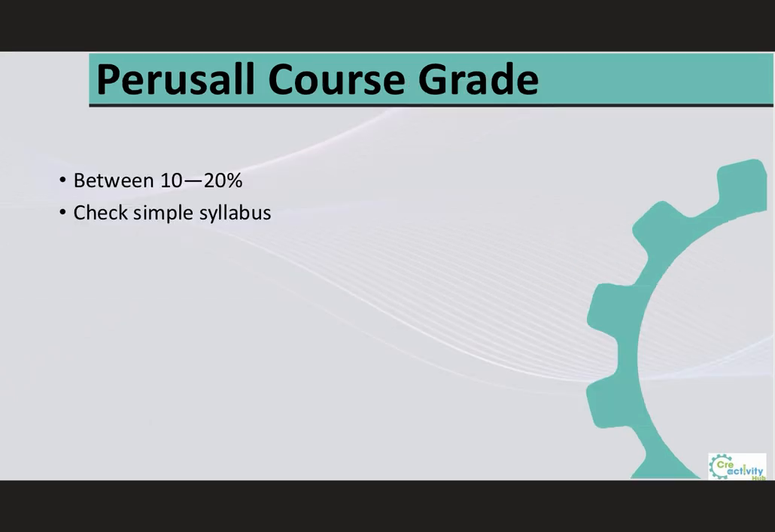With regards to percent points, it's between 10 and 20%. Make sure to check the simple syllabus for this. Usually it's 10%, just because I don't know why students don't like participating in the Perusalls. They forget, they don't take note, they leave it for last minute, and then they miss out. And because I can't reopen it, this affects their grade badly, but it's an easy point on your grade if you participate. So make sure to be proactive, make sure to add it to your calendar that it's always due on a Friday. Make sure that you're checking to make sure that you have full points.